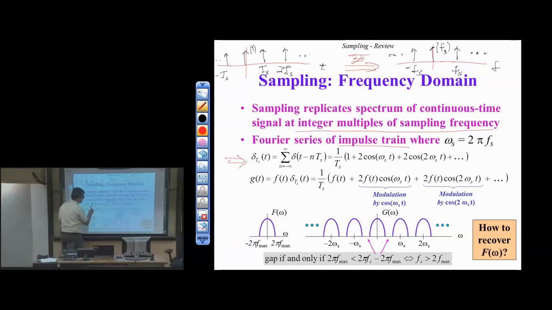So the Fourier series expansion of the impulse train gives us a sum of harmonically related cosines. This is a Fourier series. So I have a cosine term at the fundamental frequency in radians per second. I have the second term, which is twice that fundamental frequency, and so forth. The coefficients are the same for each of these sinusoids, at omega s, 2 omega s, and so forth. And I have a constant term of 1.